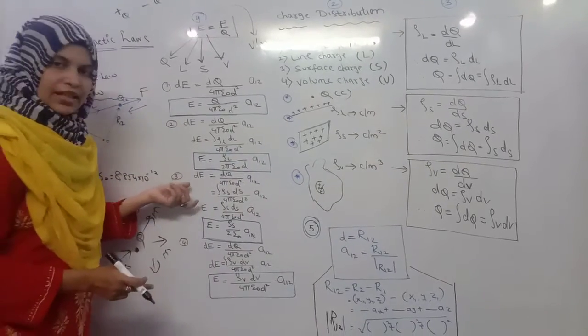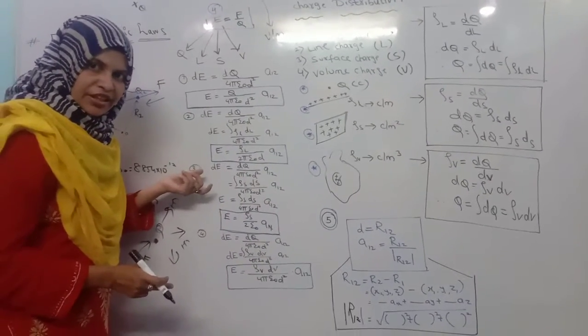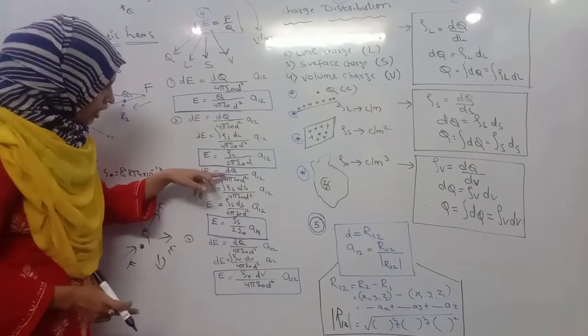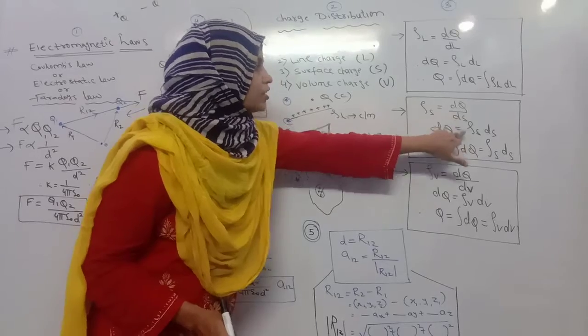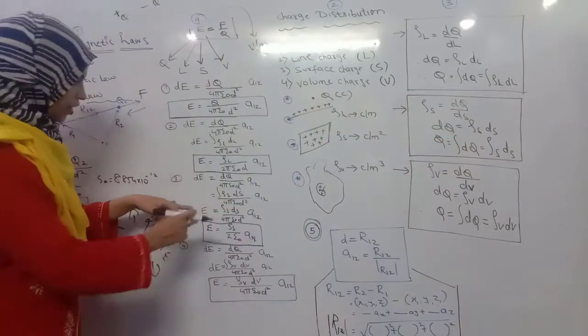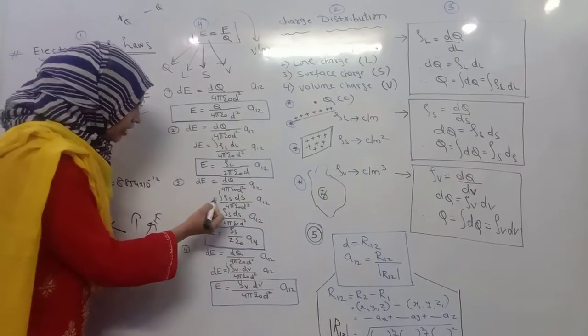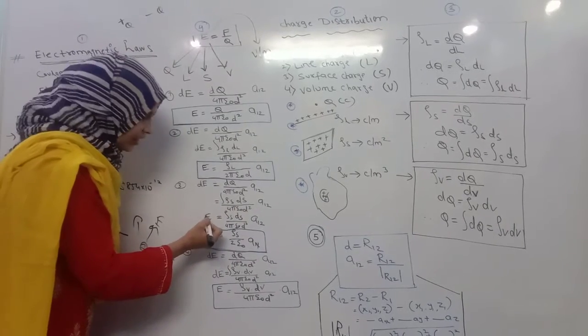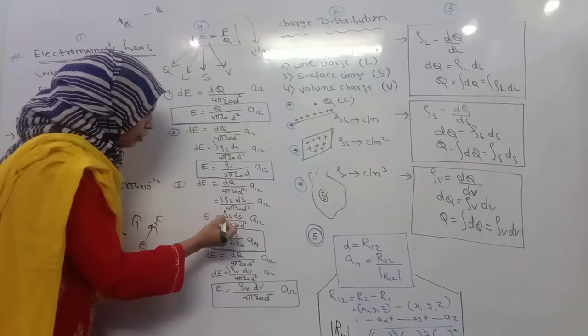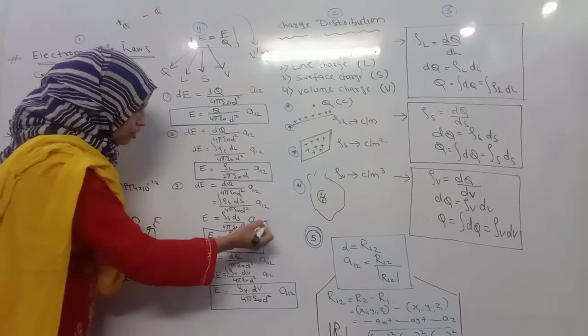In the third case, that is nothing but the differential electric field intensity for the surface area. Same dq. What is my dq in the surface area? dq will be rho s dot of ds. Okay, so in the dE, integral of rho s dot ds divided by so and so. But if you are going to calculate the E, this integral form will be rho s dot of ds over 4 pi epsilon 0 d square.